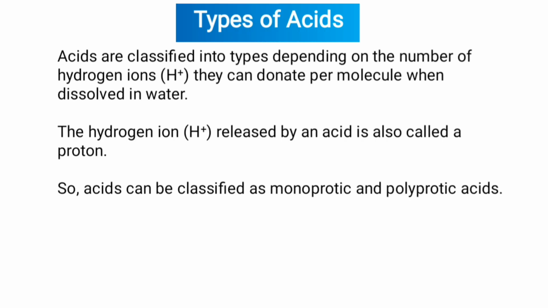Types of acids. My dear student, acids are classified into types depending on the number of hydrogen ions, mean H+, they can donate per molecule when dissolved in water. The hydrogen ion, mean H+, released by an acid is also called a proton. So acids can be classified as monoprotic and polyprotic acids. So let's explain monoprotic and polyprotic acids.